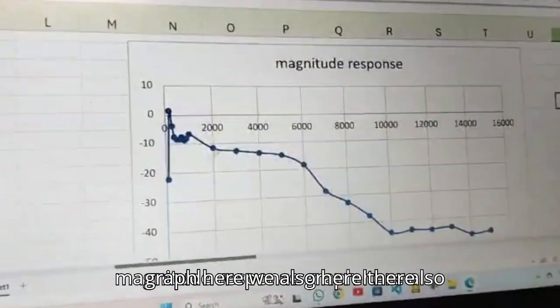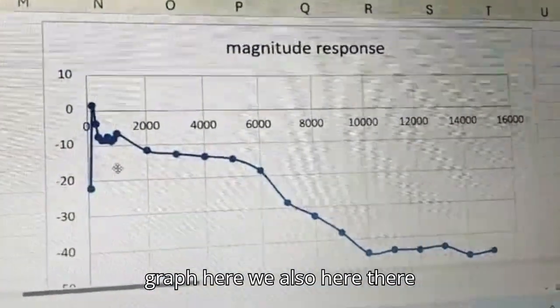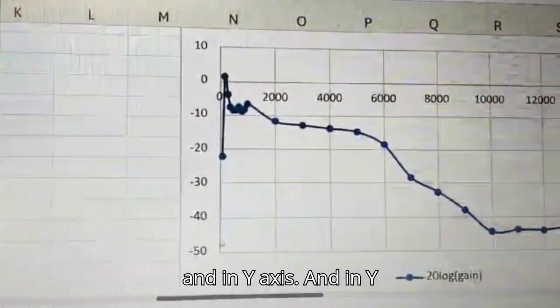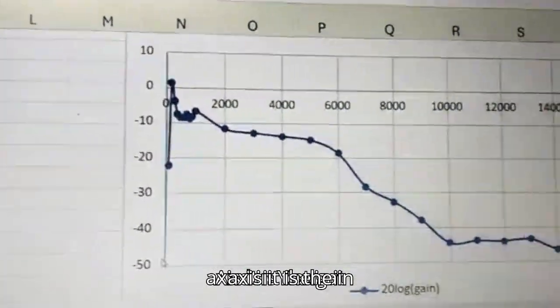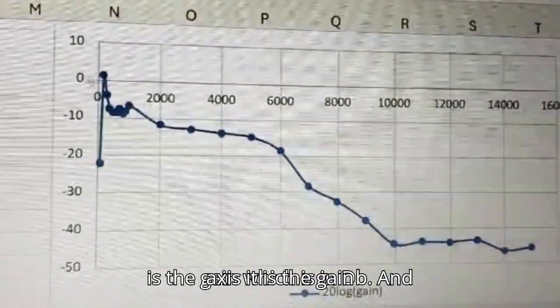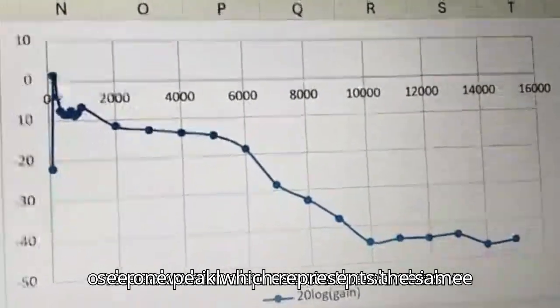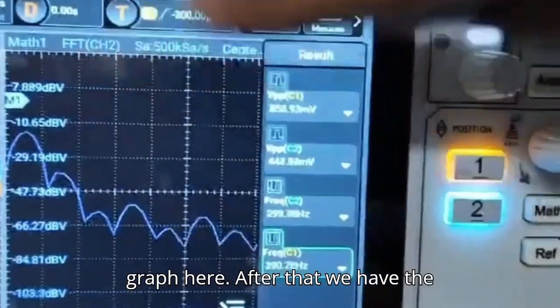And also we can see the magnitude response graph, where the x-axis is frequency and the y-axis is the gain in dB. And here we can also see one peak, which represents the same as we saw in the FFT graph.